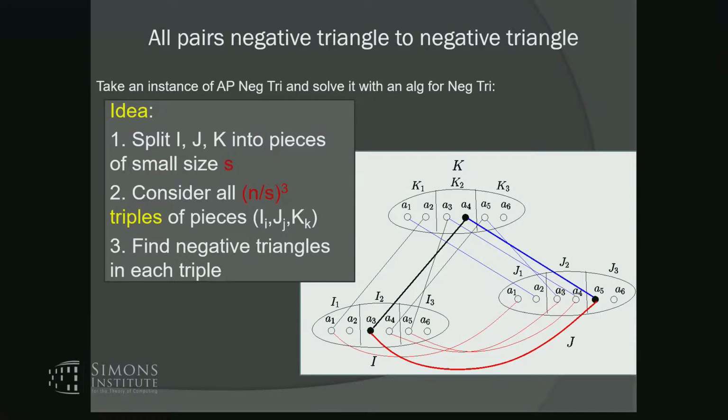Okay, so what are we going to do? We're going to take each of these copies and we're going to split it into different pieces. And each of these pieces are going to be of size S. So this one is of size S, size S, size S. We do the same thing with all of these. And then what we're going to do is consider all (n/s)^3 triples of pieces. So I could take this piece with this piece with this piece, and that's going to be one instance, and we're going to find the negative triangles within each triple separately.